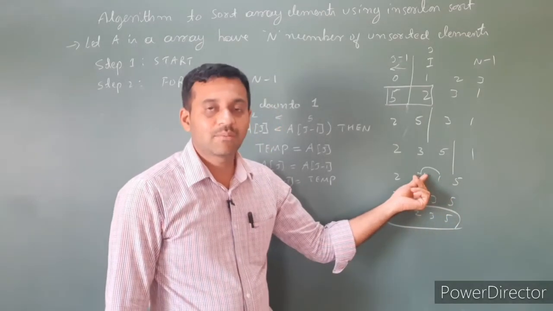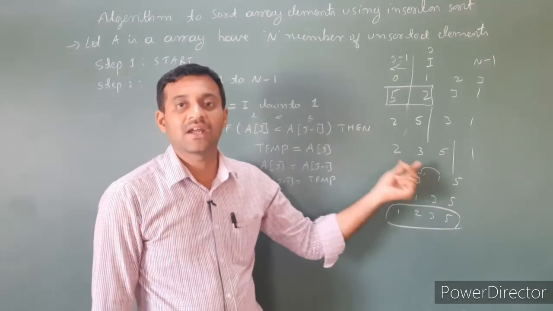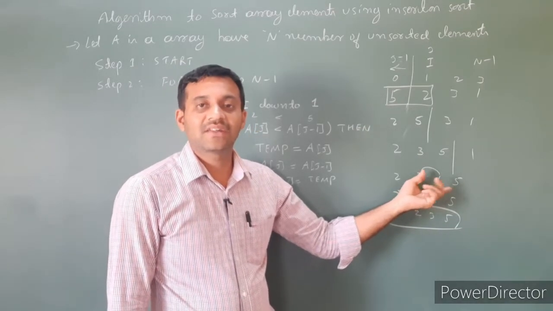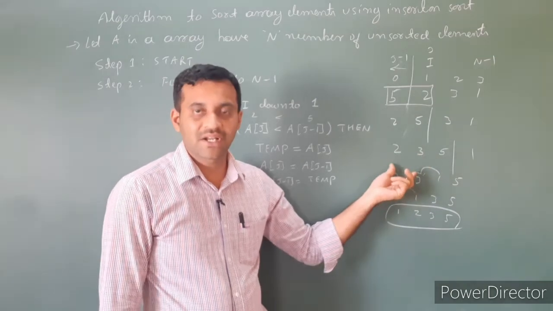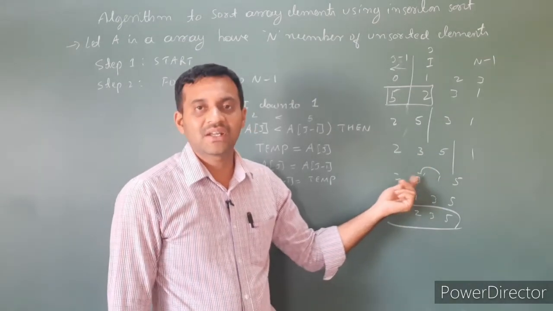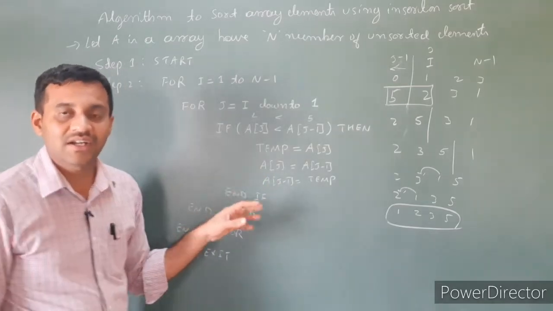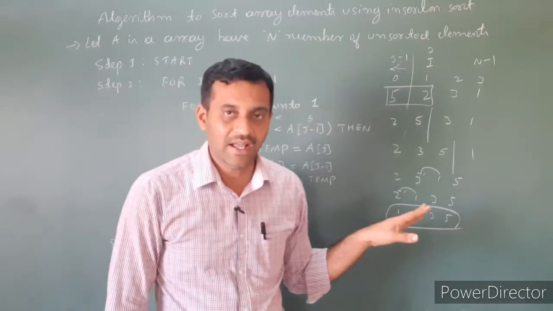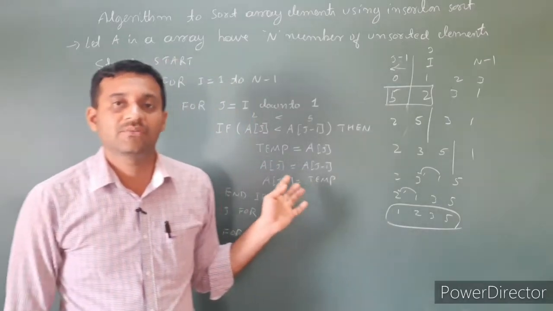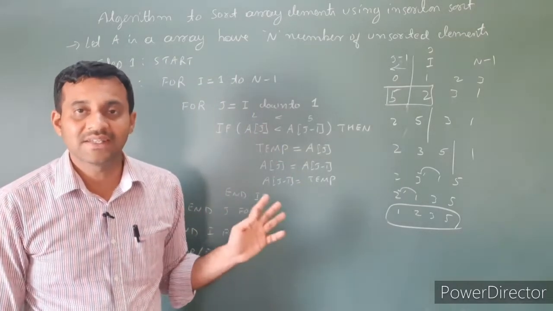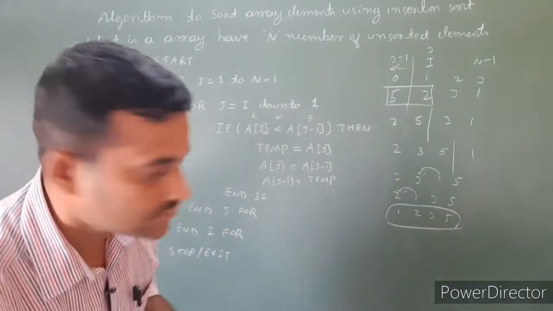Again j is decremented. Hence we have to access the next element, compare. Then if it is less than, swap the numbers. Again j is decremented, access the next element, compare, then swap. Like this we have to access all the sorted elements and also unsorted elements. So this is the algorithm for insertion sort. Let's write a program for insertion sort.